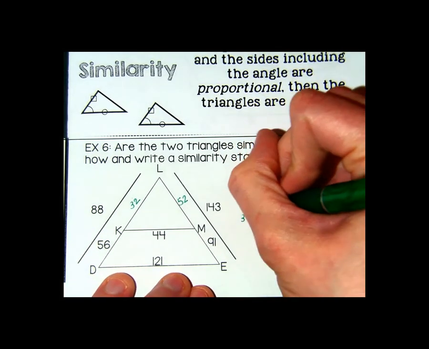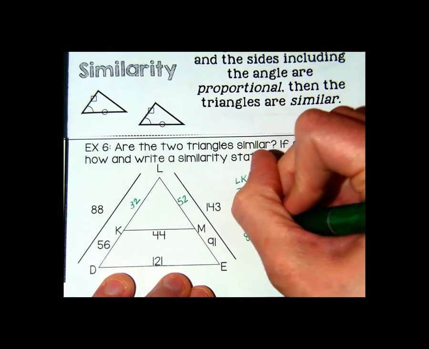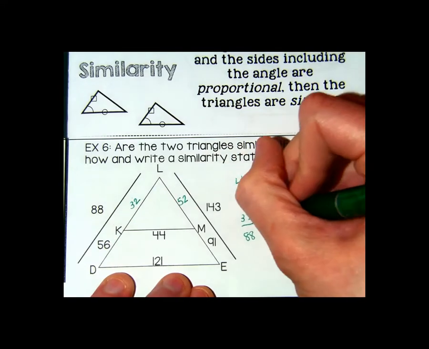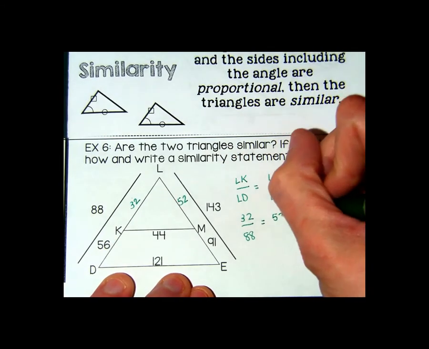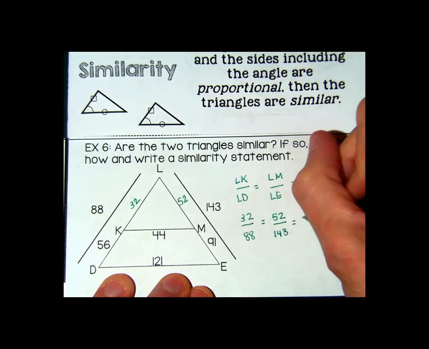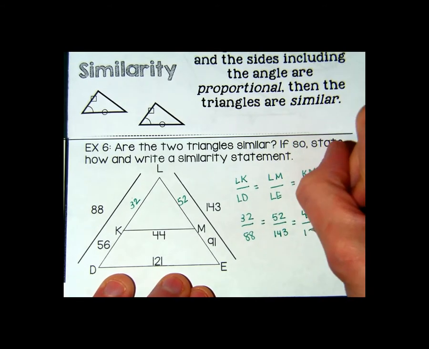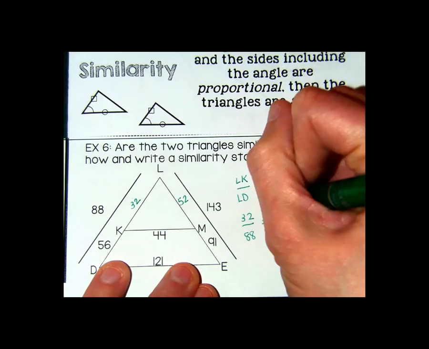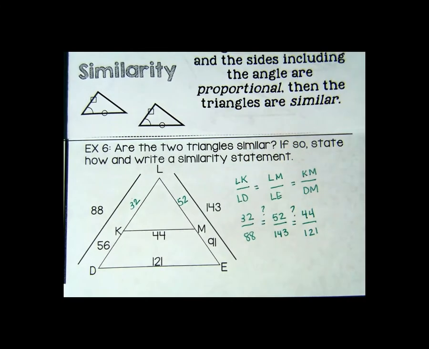LK is 32, LD is 88. Make sure you use this piece. LM is 52, LE is 143, KM is 44, DE is 121. We gotta check them all. Let me put a little question mark. We don't know yet, because they turned out not to be a minute ago. 32 over 88 is 4 over 11.